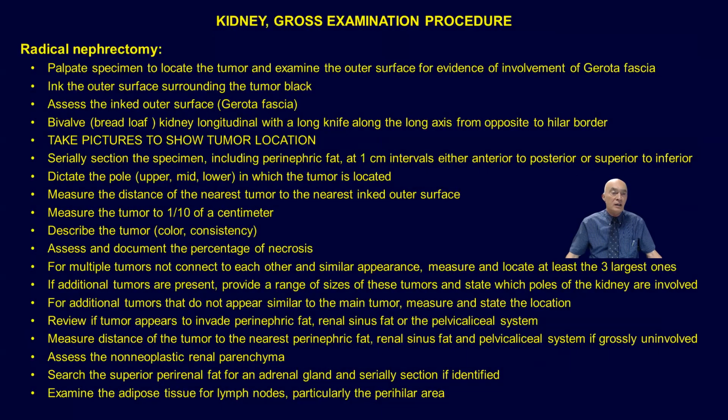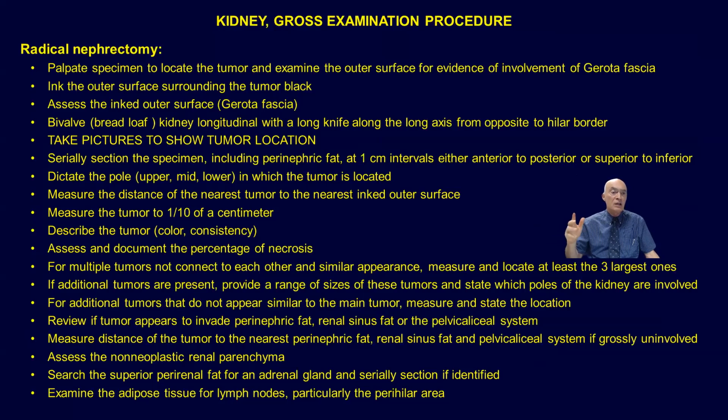Now, regarding radical nephrectomies, it's a little more complicated because we need to take into consideration that there are several areas in the kidney. Do a good bread loaf of separating and opening the kidney, taking all the necessary measurements, examining the location of the tumor, and identifying whether it is in the upper pole, the middle pole, or the lower pole, because many times there is no description of that. And it seems that sometimes there is confusion about which is superior and which is inferior in regards to the orientation of the specimen.